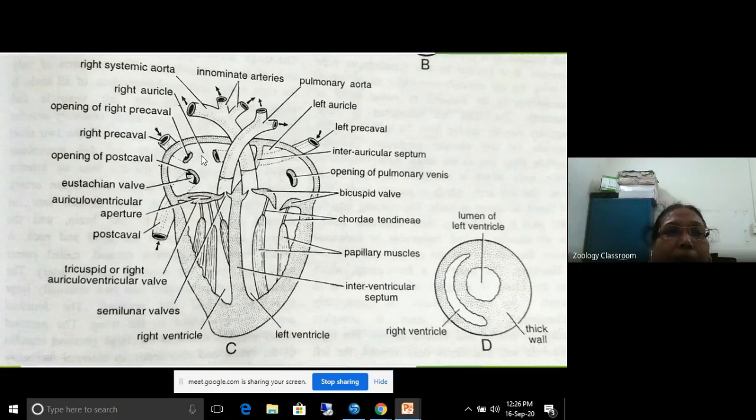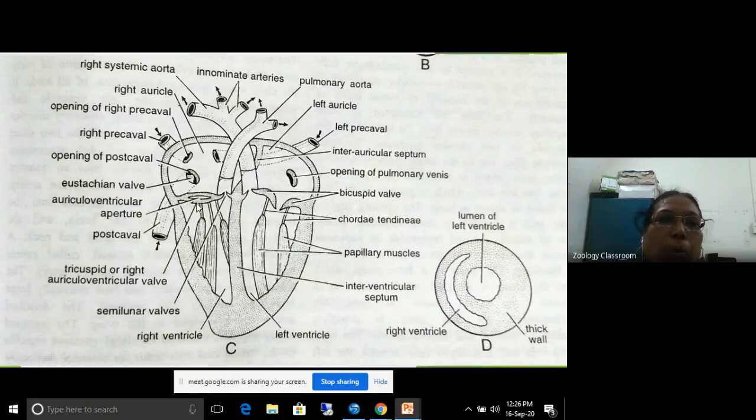This is the right precaval. This is the left precaval, and this is the postcaval. They open directly into the right side of the right auricle, and on the left side there is the opening of the pulmonary veins. In the bird, four pulmonary veins are present, and they open into the left auricle and collect blood from the lung, and it is pure blood which is poured into the left side. And on the right side, this blood is the impure or deoxygenated blood.